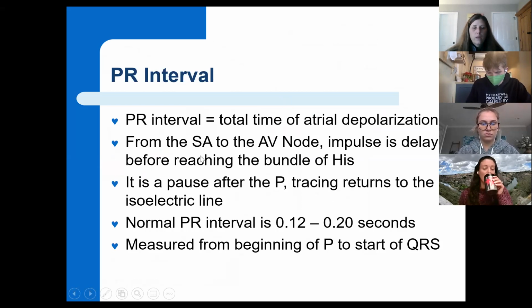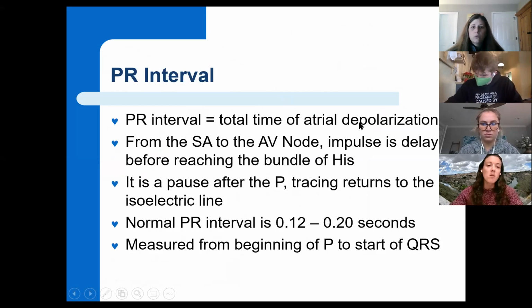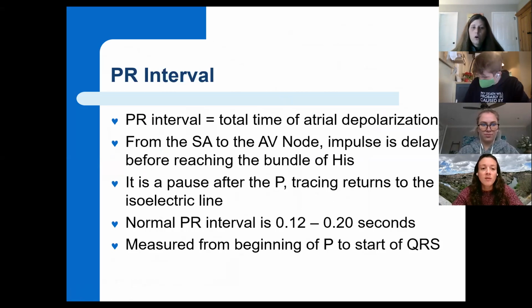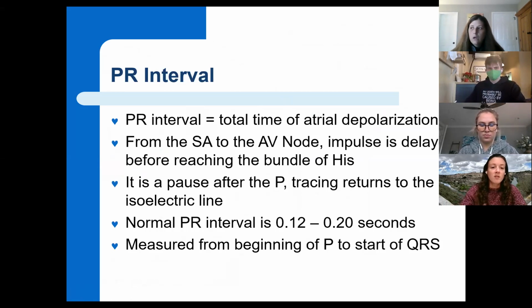Okay, so the PR interval, you'll see here, I'm not going to read your slide to you, but I do want to mention it's the total time of the atrial depolarization, the atrial contraction, okay? The AV node is the electrical pathway, or gateway, if you will, to the ventricles, and it's going to slow the rate down to ensure, again, that all the blood has had time to move from the atria to the ventricles.